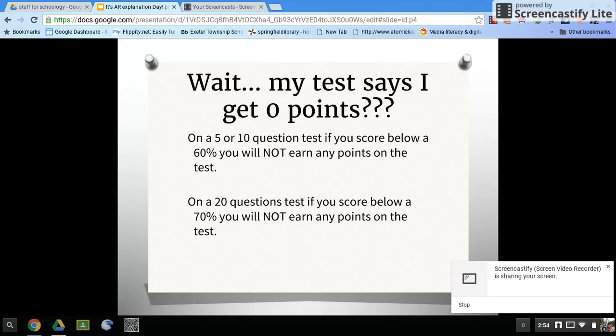If you're taking one of those big book tests that have 20 questions, if you score below a 70%, meaning you get a 69% or lower, you will not earn any points on the test. Why is it different than a 5 or a 10 question test? I don't know. AR created that. That's a Renaissance Place thing. That's not an extra school district thing. And there's nothing that we can do about it, no matter how much we don't like it or complain about it. It's just the way it is.